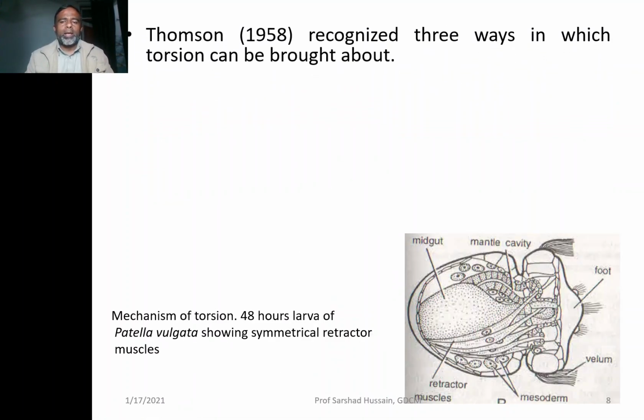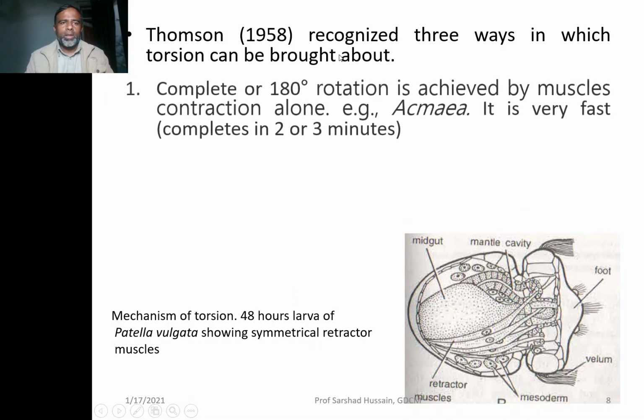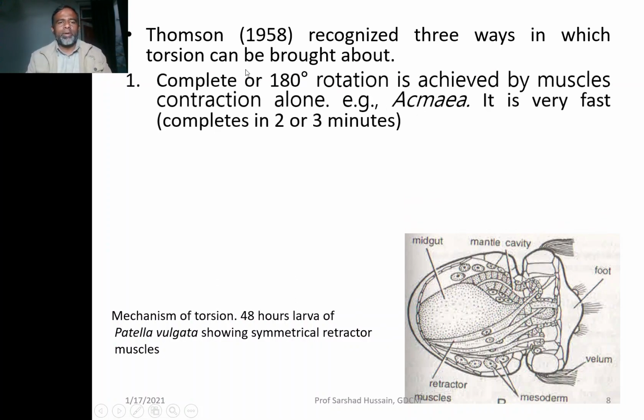Now, how does this torsion or twisting occur in molluscs? Thomson, 1958, recognized three ways in which torsion can be brought about. One mechanism is according to which complete or 180-degree rotation is achieved by muscle contraction alone. As this scientist observed in Acmaea, because of the muscle contraction it is very fast, and it takes 2 to 3 minutes to complete a torsion.